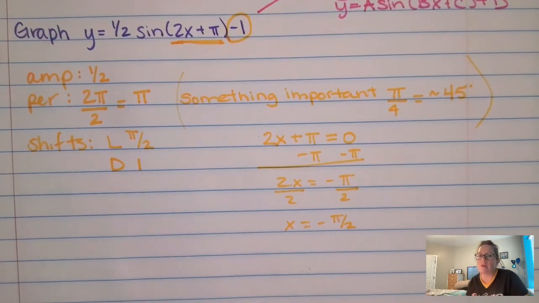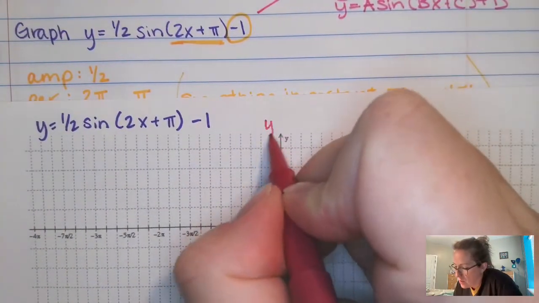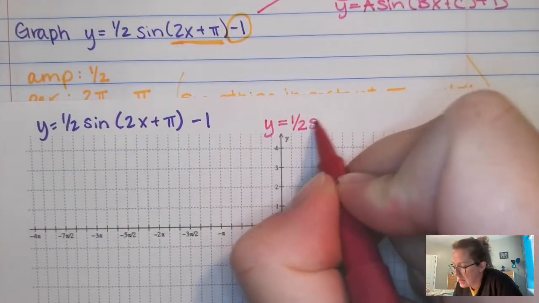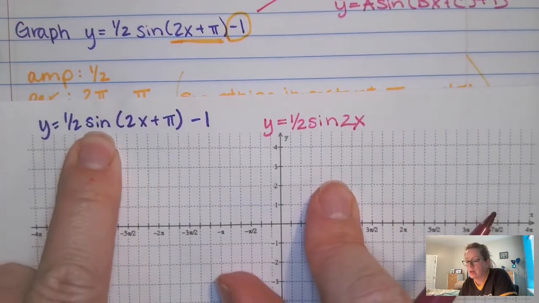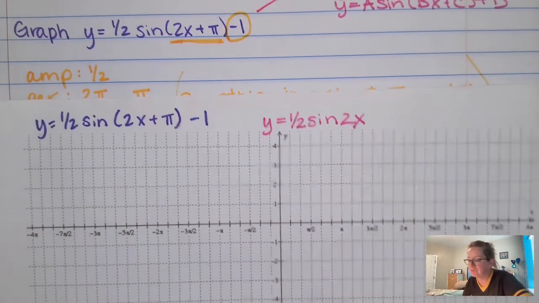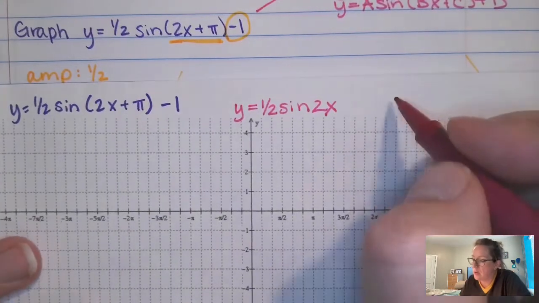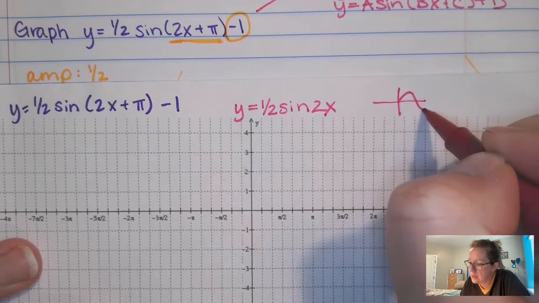Okay, we have all this important information. We got our amp, we got our period, we got our shifts, we got something important happens every 45. Looks like we are ready to graph this guy. Let's graph the function before the shifts. So let's graph y equals half sine 2x. So I took its amp, period, and trig function. We're going to graph this guy, and then we'll shift it. It's a sine, so it looks like this.